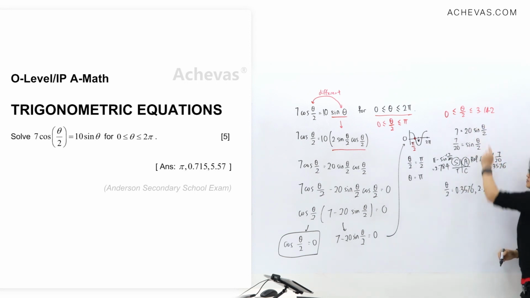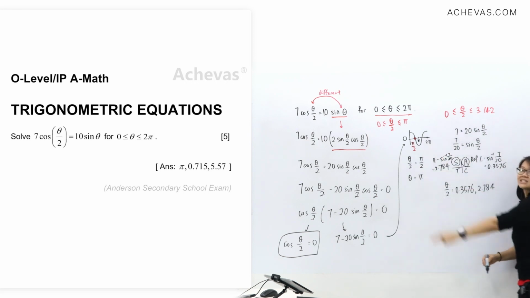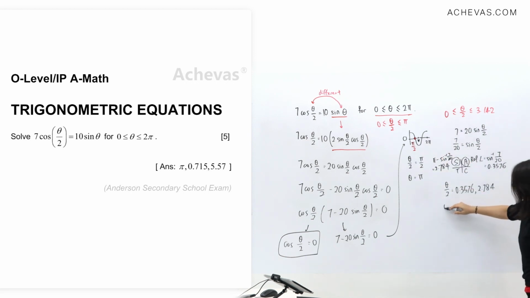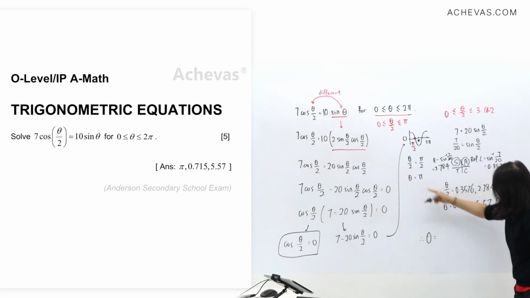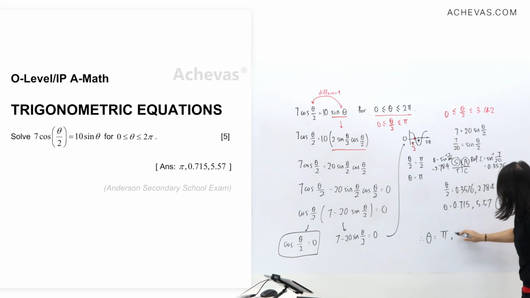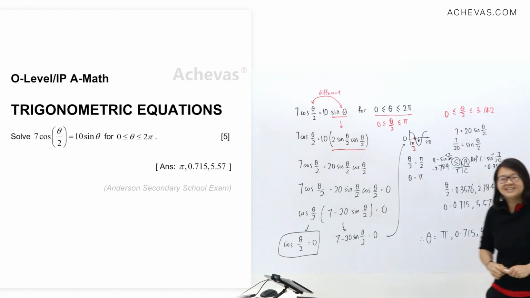And notice I need to stop here. I don't take the next round anymore because your adding 2 pi will be exceeding this. And if you minus 2 pi, you'll be exceeding this as well. Okay? So I only have two answers here. Let's multiply by 2. For the last step, I will have my answer as 0.715 3SF. The other one will be 5.57 3SF. So to put the answers all together, theta will be pi, 0.715 and 5.57. All right, that's all for this question over here.